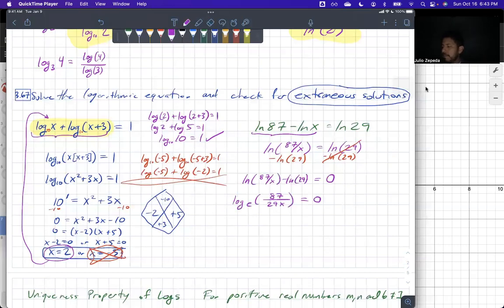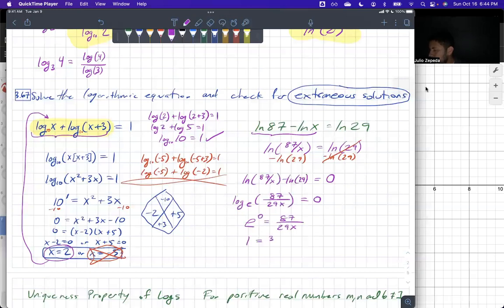We mentioned that earlier. And so let me rewrite this logarithmic equation in exponential form. It's the base raised to the other side equals the argument. e to the 0, that's just 1. 87 divided by 29 is 3. Yeah, it is 3.